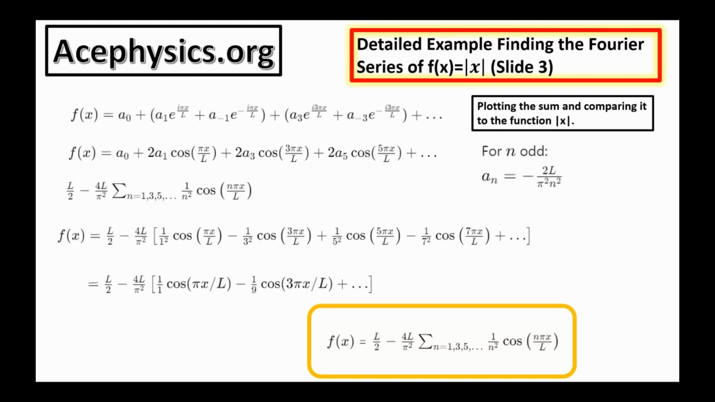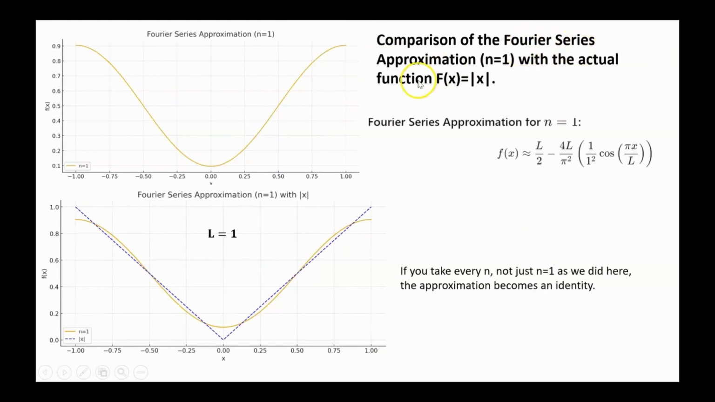Now I can go and plot this. Now I want to do a comparison of the Fourier series approximation with the actual function. So first of all, I'm doing an approximation because I'm just taking one term, the n equals 1 term. I guess I'm taking two terms, the n equals 0 and the n equals 1 term. I'm also setting L equal to 1. This is the plot of the Fourier series approximation for n equals 0 and 1. Here I have the Fourier series approximation, and this is plotted against the actual function y equals the absolute value of x, which is the dashed blue line. You can see they're already pretty similar even for the first two terms.